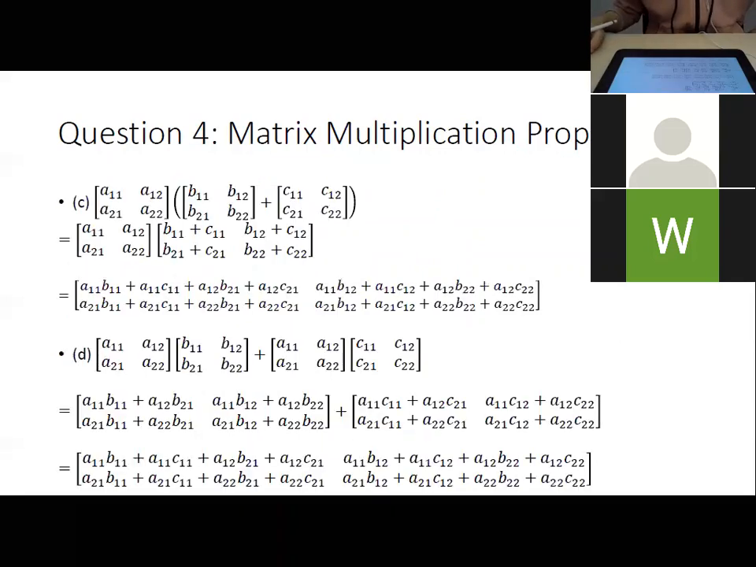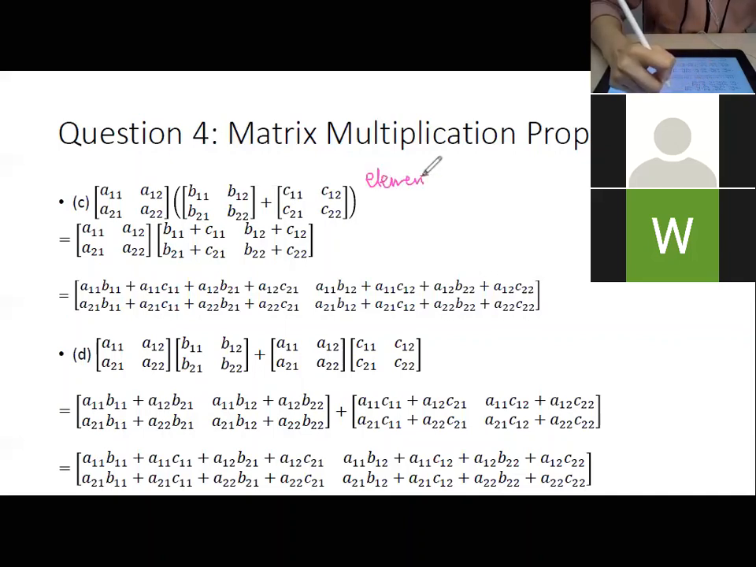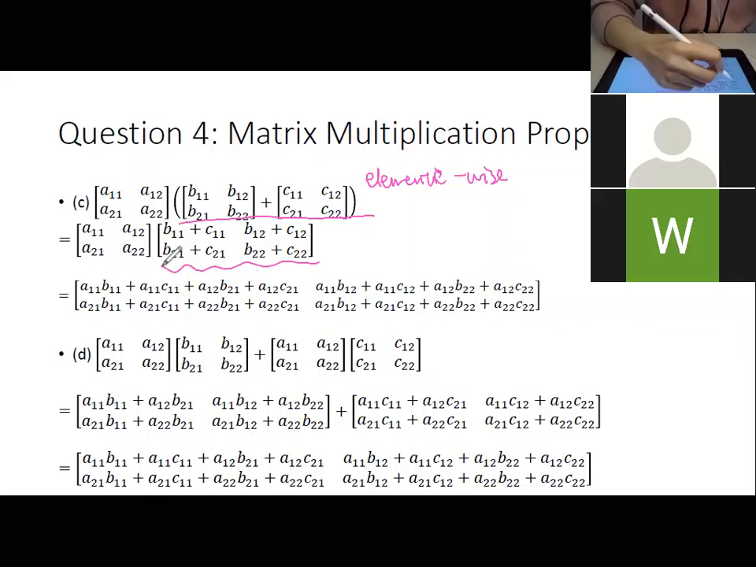On this page, we do the calculation again. You may think it looks complex, but actually it's easy to follow. Again, we do the element-wise addition. In the brackets, we add B11, C11, B12, C12, and in this way, we get this matrix. Then we do the matrix multiplication. We can see the first row times the first column, then first row times the second column, and finally, we get the answer. We denote it as D1.